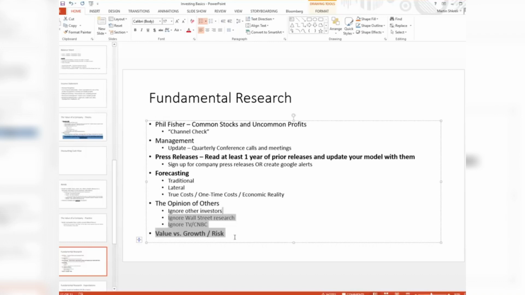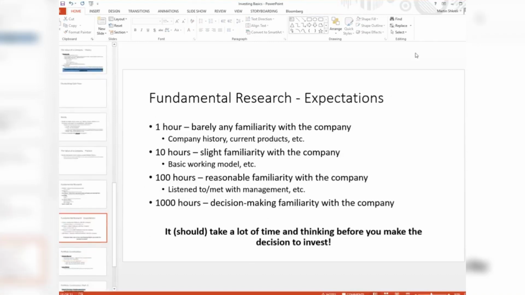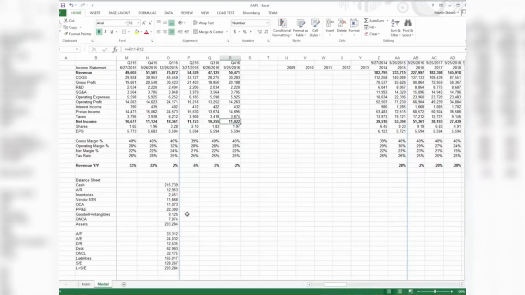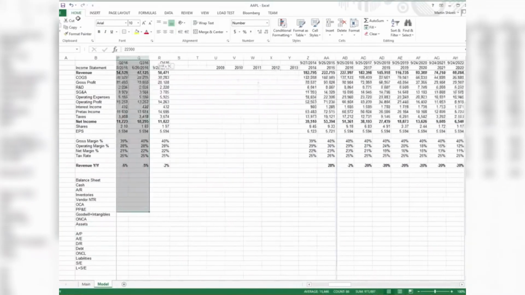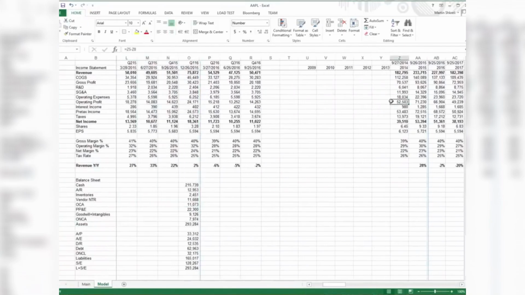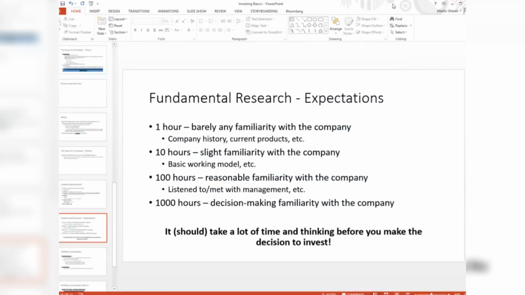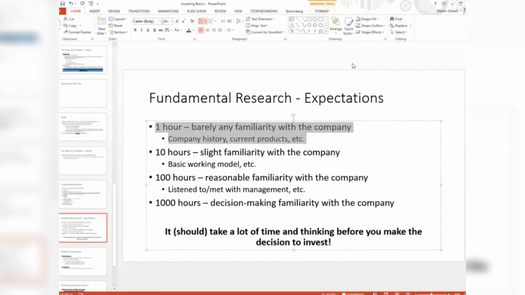I think you should spend your time doing research. And that's what our next slide is about. It's the final slide: what are your expectations for a company? For understanding how much of this work does it take before you have a good stock pick? And this is probably one of the most controversial things that I say that I think a lot of my peers don't necessarily agree with, but I think I'm right. I think that with 1 hour, you can barely get any familiarity with the company, and that's what we did with Apple. We got 1 hour.